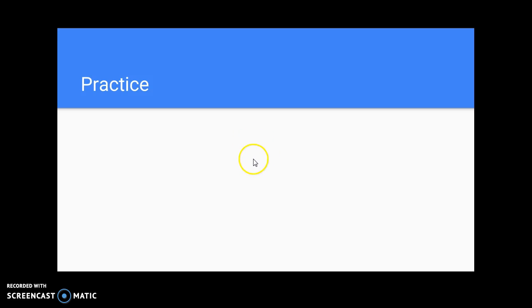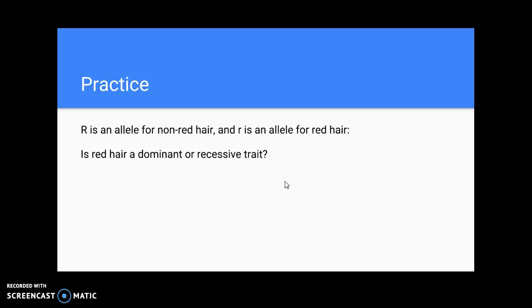Now here are some practice problems. You also need to be able to do this. Big R is an allele for non-red hair, and little r is an allele for red hair. All these practice problems have to do with this gene for red hair. Is red hair a dominant or recessive trait? Look, red hair is a little r, red hair is a recessive trait.